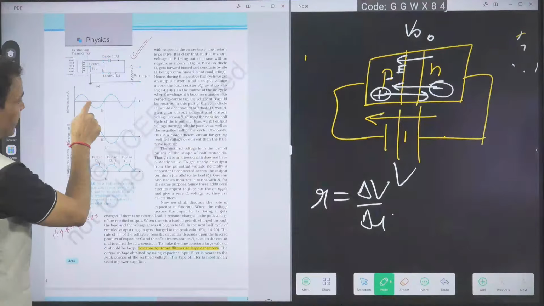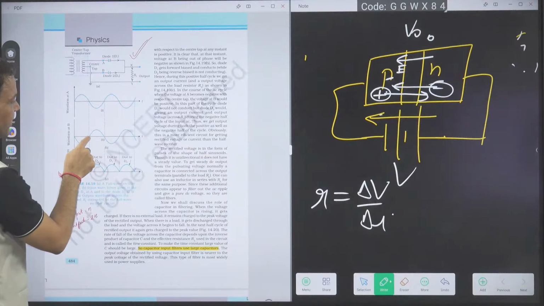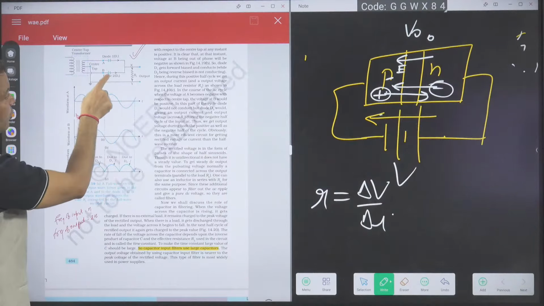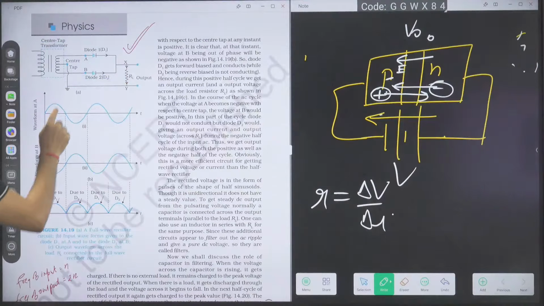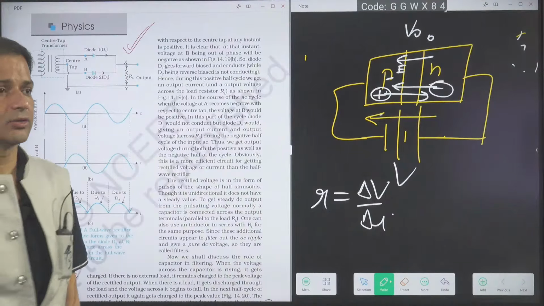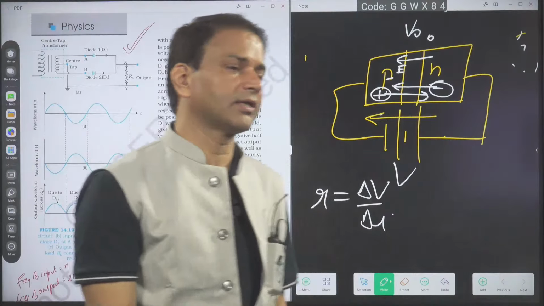Next time what will happen? D1 will get the negative cycle, D2 will get the positive cycle. If D2 is getting the positive cycle, it will be in forward bias. Then current will flow from here and then X to Y. So we are getting the load current always from X to Y. First half I got due to D1, then due to D2, then D1, D2, they work alternately. So in this case, we got full wave rectification.